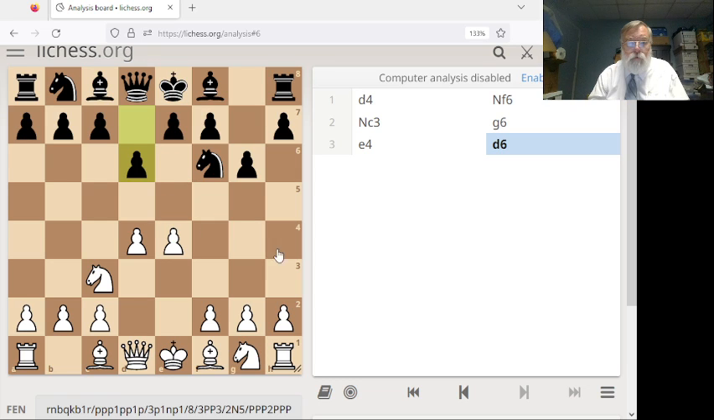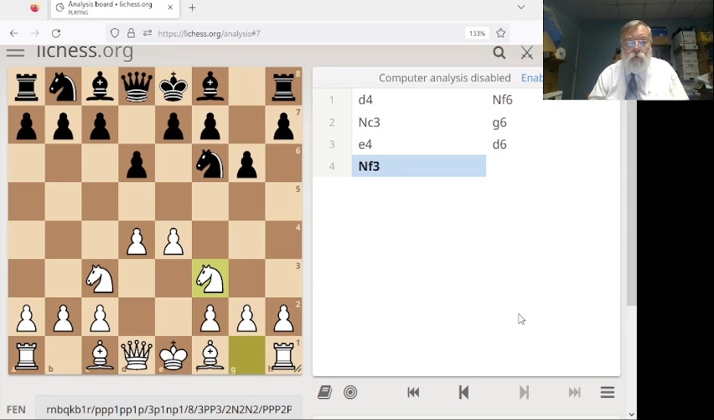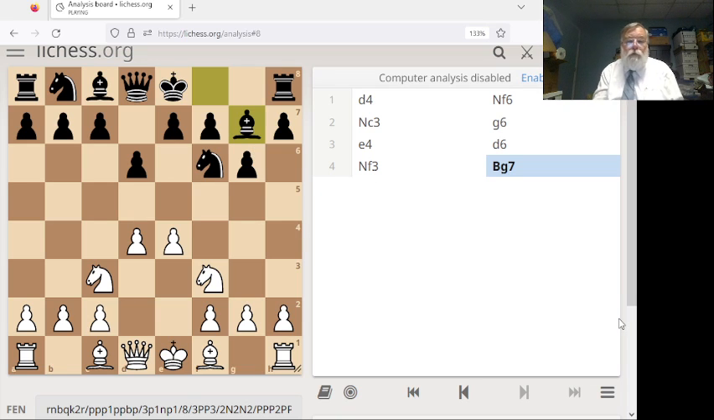So, with that in mind, I would often play h3, but my move database suggested I should go to knight f3, which is fine. It's part of what I normally would play anyway. And then bishop g7, continuing as a logical continuation.